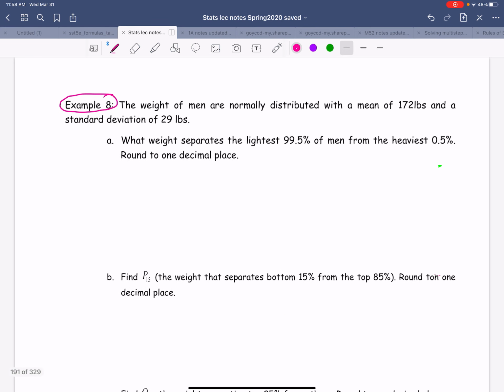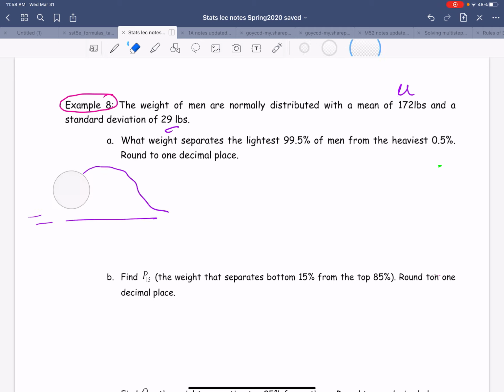Here's another example, number 8. The weights of men are normally distributed with a mean of 172 pounds and a standard deviation of 29 pounds. What weight separates the lightest 99.5% of men from the heaviest 0.5%? Round to one decimal place. So this is my mean and this is my standard deviation. And we're looking for the weight now.